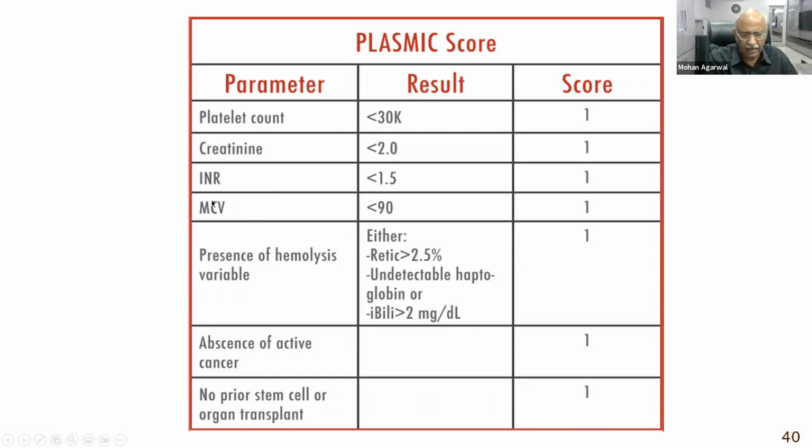And then there is some genetic condition where the MCV is high, so no rise in MCV gives a score of 1. So there is a total score of 7. And then you divide them into low risk, intermediate risk, and high risk. Intermediate and high risk, you will do the plasma exchange immediately till you get the level of ADAMTS13 and then decide what to do next.